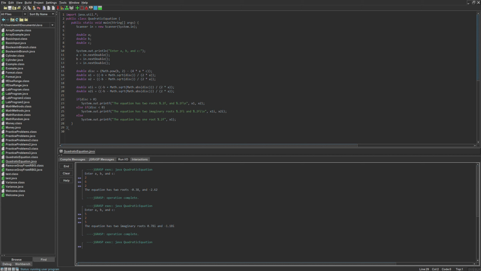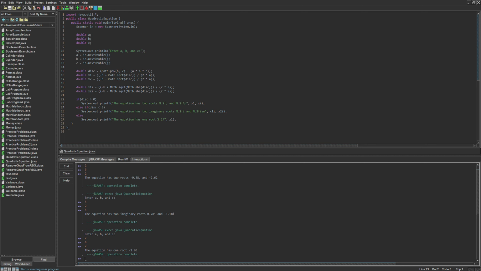Okay, and the last case scenario is if the discriminant is equal to 0, and that happens when a equals 2, b equals 4, and c equals 2. We should get 1 root. And it says the equation has 1 root, -1. Okay.